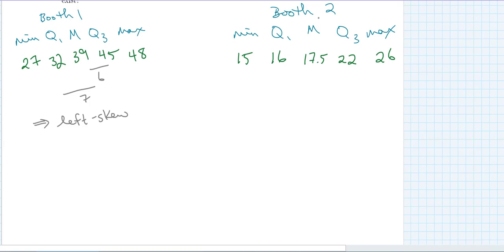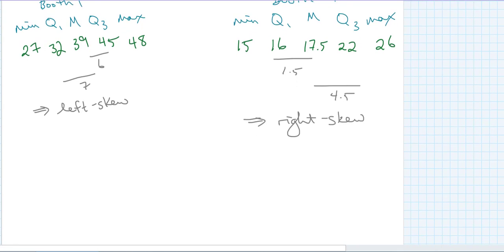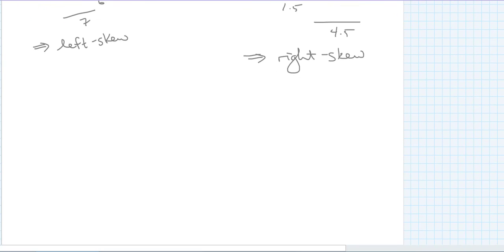Okay, and booth 2, let's see, we have our median close to our Q3 or close to our Q1. Let's see. Well, this distance is 1.5, and this distance is 4.5. So this implies a slight right skew. Okay, so we were able to describe what type of distribution we have without graphing the data.